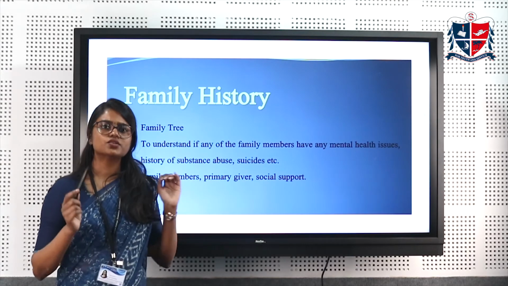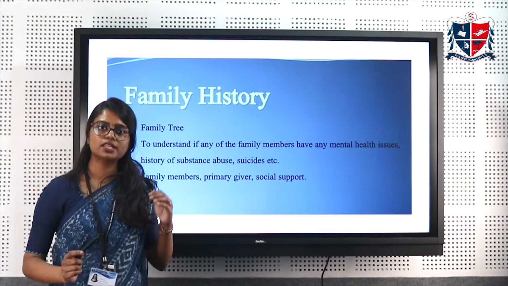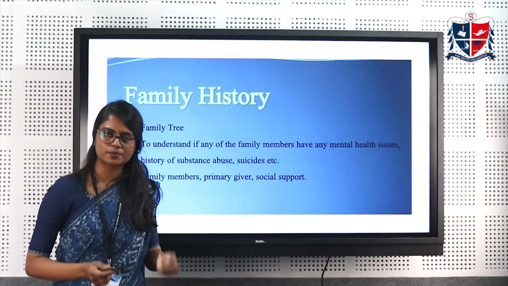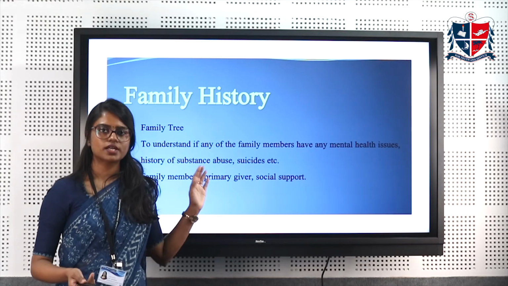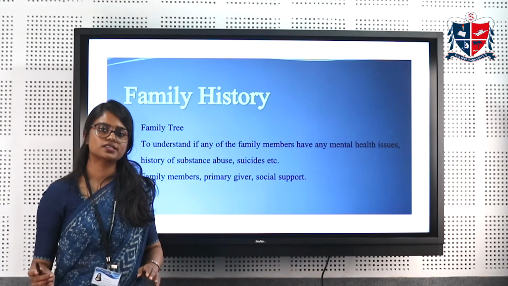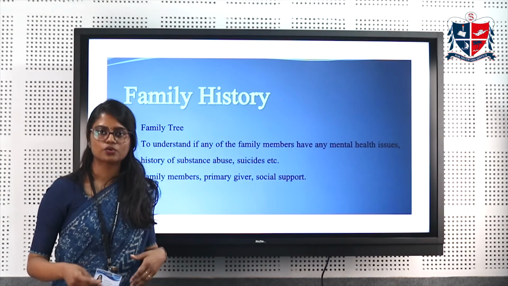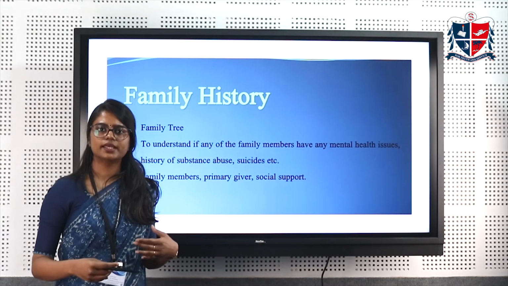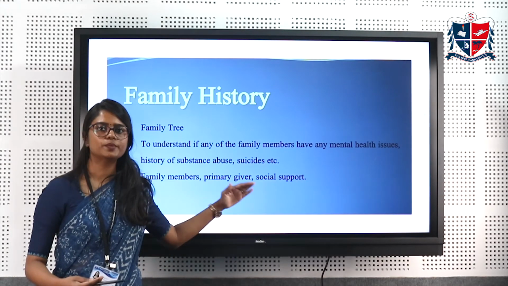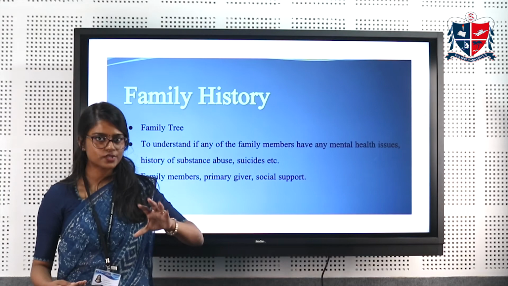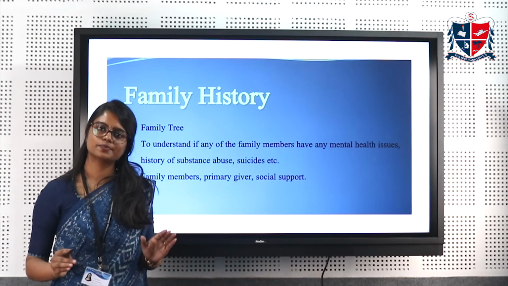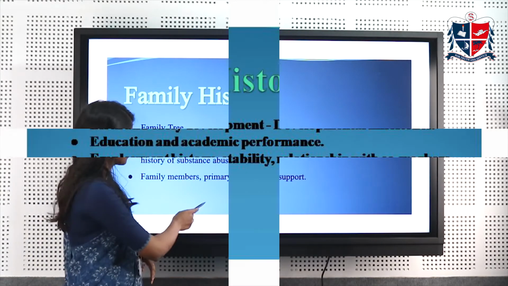and then explain it. Okay, so here we are trying to understand if any other member of the family has mental illness or any history of substance abuse or suicide. That is what we're trying to understand here. In addition to that, we also need to understand who the family members are, who the primary caregiver is, and how is the support the client is receiving from the family. All that could be recorded under it. So a family tree, and then you would record the other information related to it. Okay, so that is basically the family history.